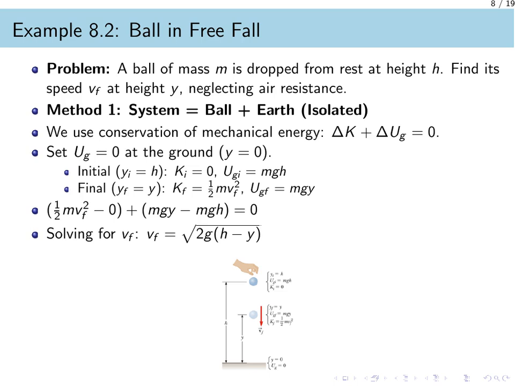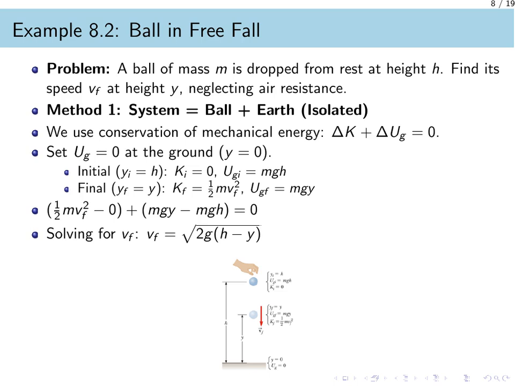Let us apply these concepts to example 8.2, a ball in free fall. The problem asks for the speed of a ball, v final, at a height, y, after being dropped from rest at a height h. The first method involves defining our system as the ball plus the Earth. Because we are neglecting air resistance, this is an isolated system with only a conservative force, gravity, acting.